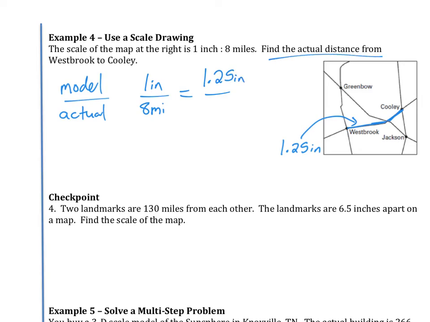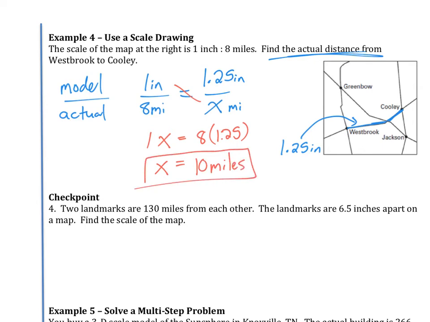We want to find out what is the actual distance, so we're trying to find x. And x is the actual distance in miles. So we cross multiply and we get 1x equals 8 times 1.25. So x equals 8 times 1.25, which is 10. So on the map, it's 1.25 inches, but it's actually 10 miles in real life if you had to drive it.